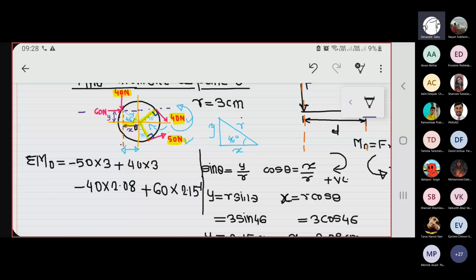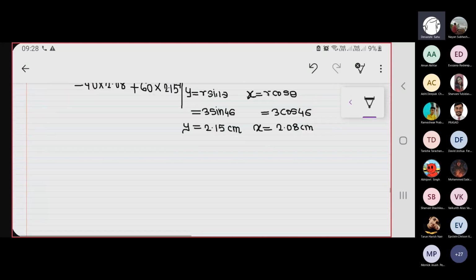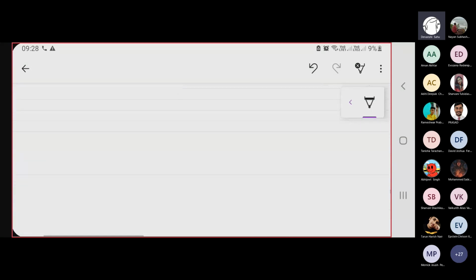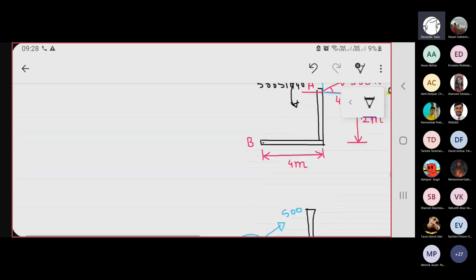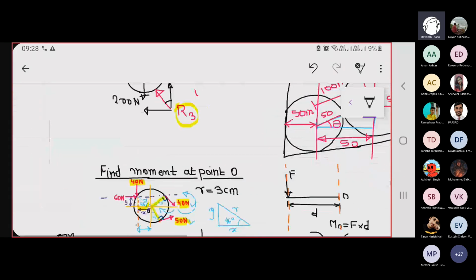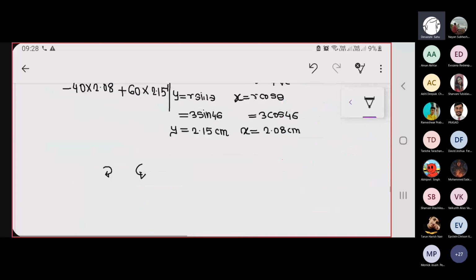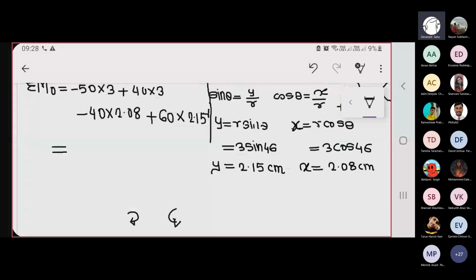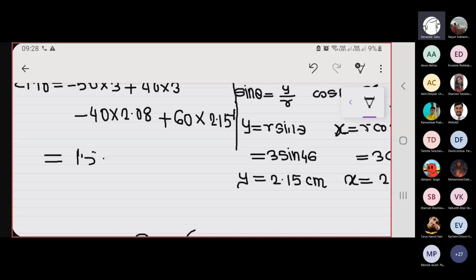Okay. Now these moments can be shown like this and like this. Okay. Now see here, whatever value you got. What is the value? 15 point something. 15.8. You have to give the unit also now.